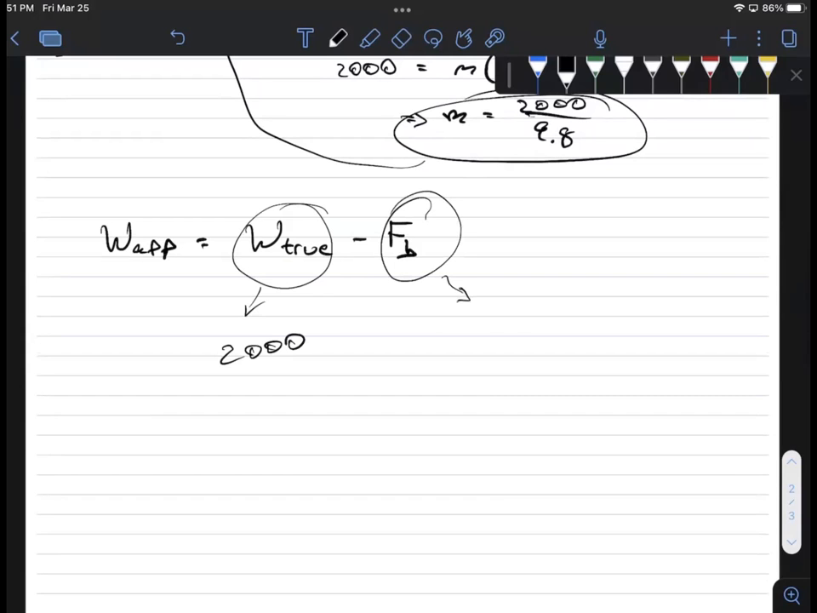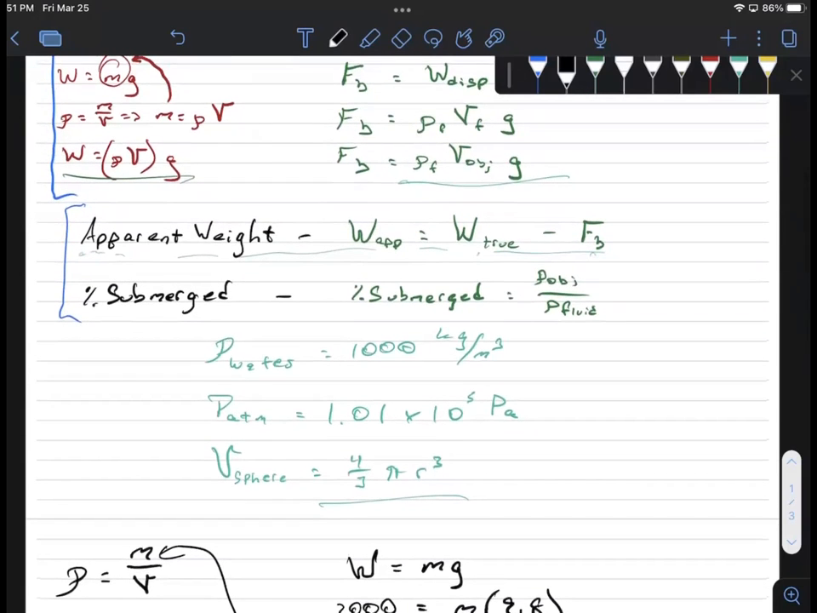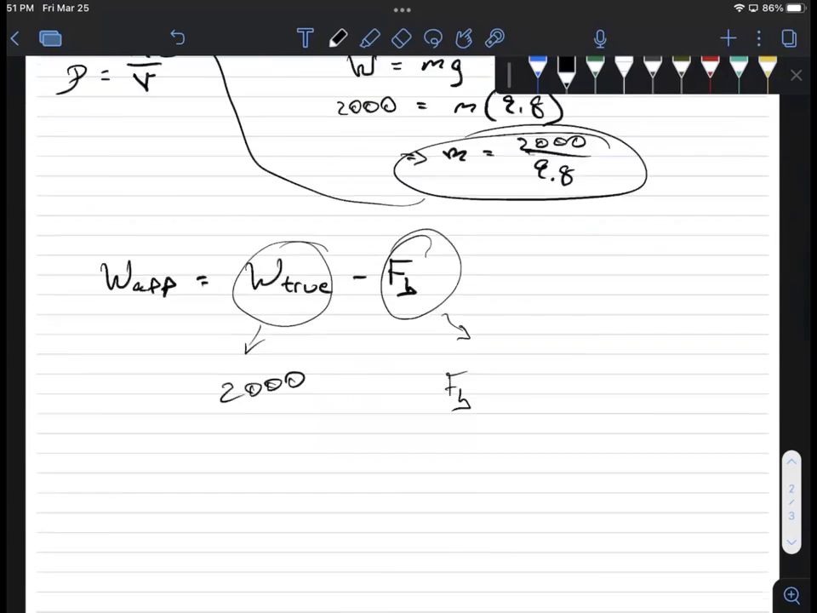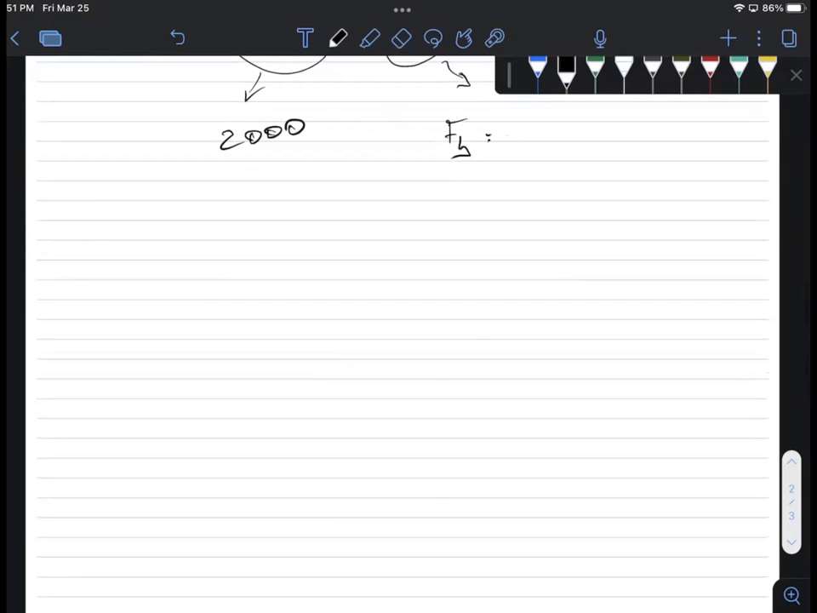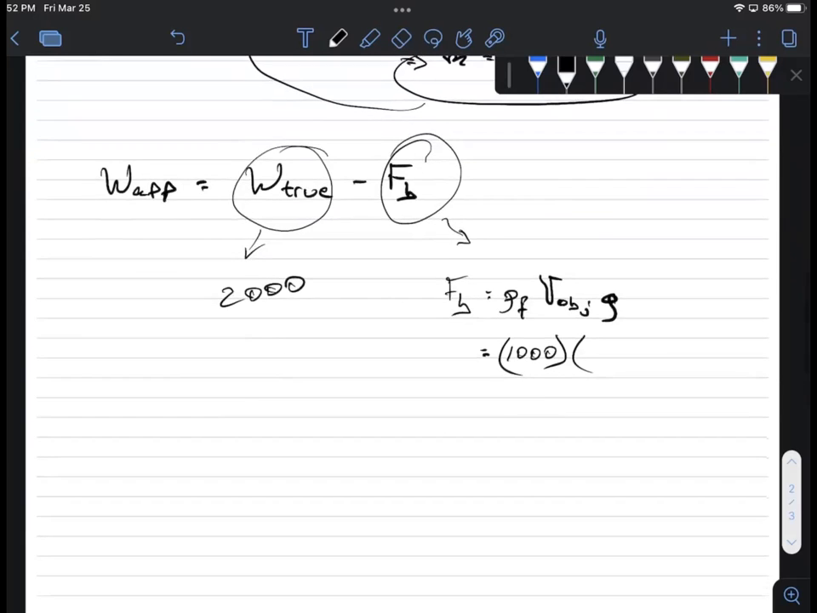Well, the buoyant force from Archimedes is this one right here. And it says density of the fluid, volume of the object, gravity. So if I want density of the fluid, well, that's given in the problem. That says it's 1,000. Then the volume of the object, well, I need that. I don't know it yet. So how do I get volume of the object?